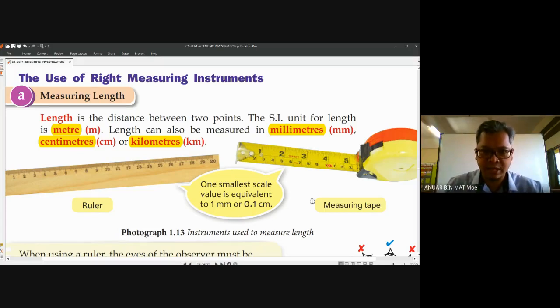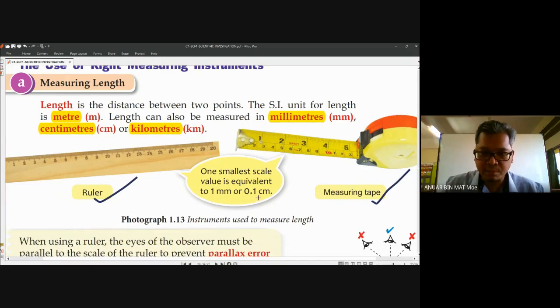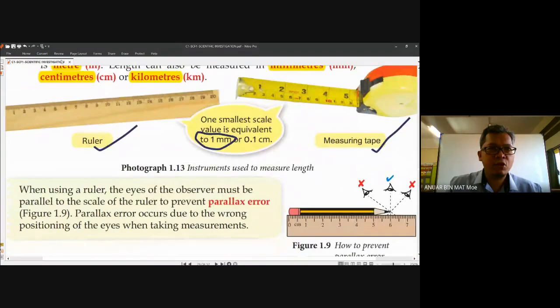All right. So what measuring instrument do you need to use in order to measure length? You use a ruler or a measuring tape. Here, the smallest scale value is about 1 centimeter. For most rulers or measuring tapes, the smallest value can go down to 1 millimeter. Next is what we call parallax error. What is parallax error? You must understand this.